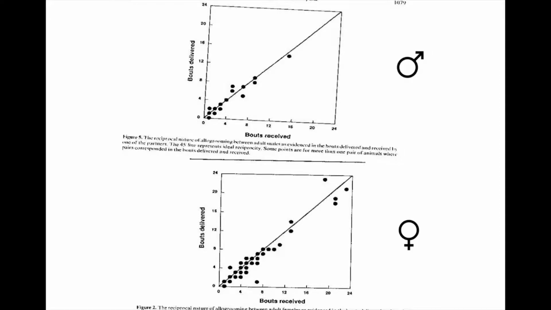We find similar kinds of reciprocal relationships even among grazing animals. And so here we're looking at impala, and we're looking at grooming relationships. And so we've got impala males and then we've got impala females. And that line of identity, meaning that you give one bout for every bout that you receive, is what that linear relationship represents. It's what that line represents. That basically, for every time that someone is willing to groom you, you then groom someone else.